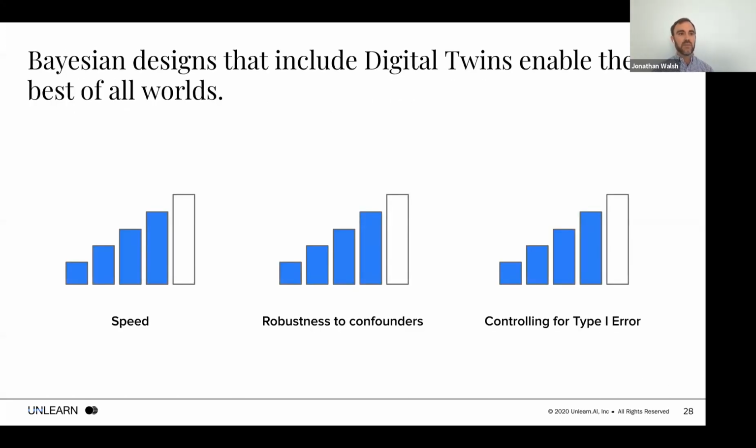So finally, let's discuss a case that combines the best of all worlds. When speed, robustness, and type 1 error control are all important, we can employ Bayesian analyses. Bayesian methods allow us to utilize digital twins more powerfully while still allowing for a degree of type 1 error rate control and robustness to confounders.